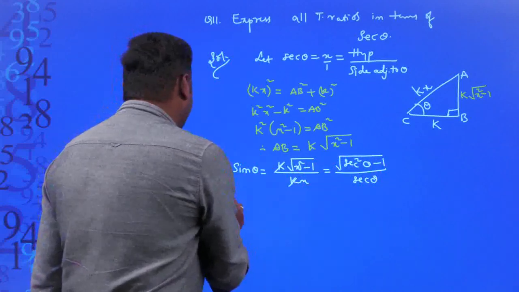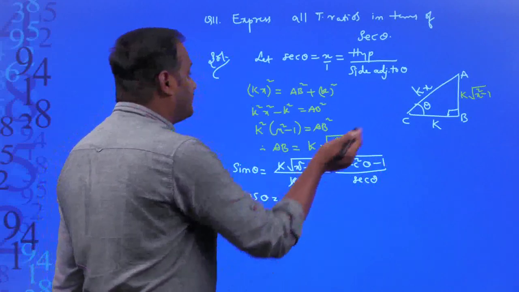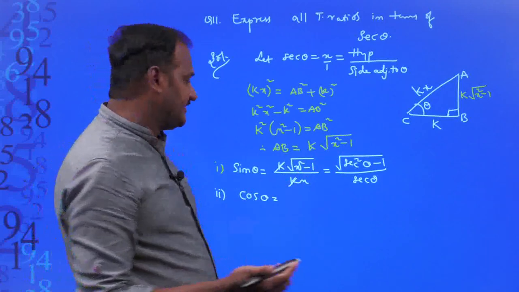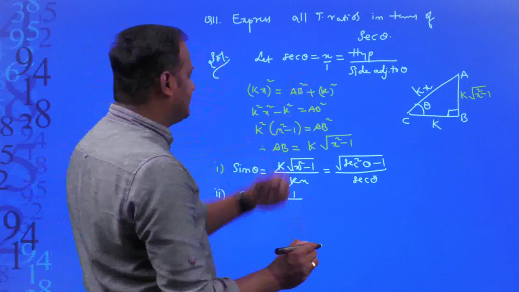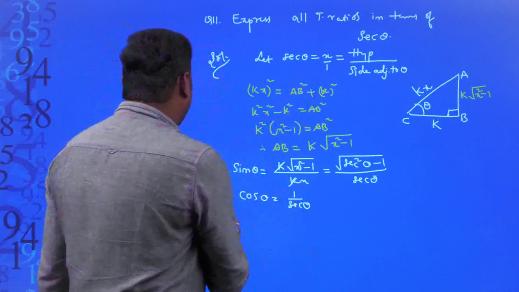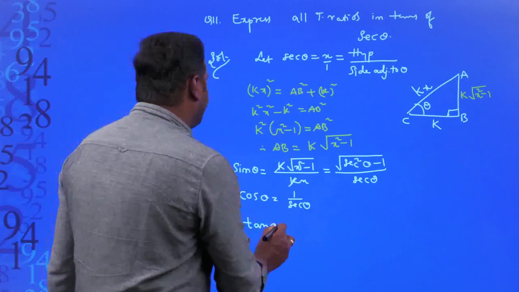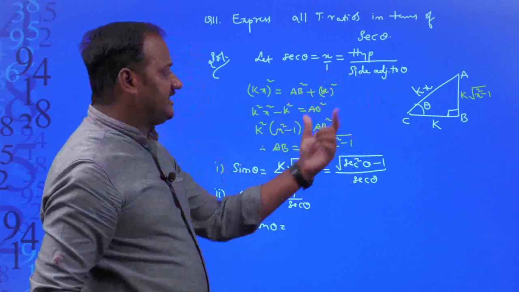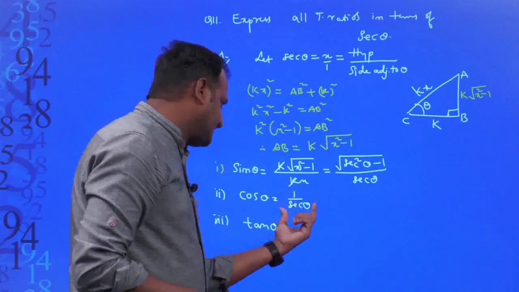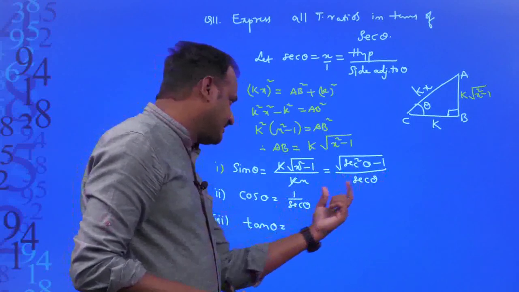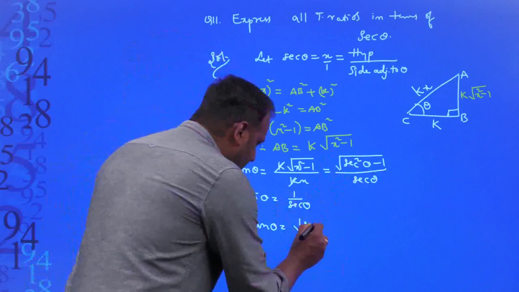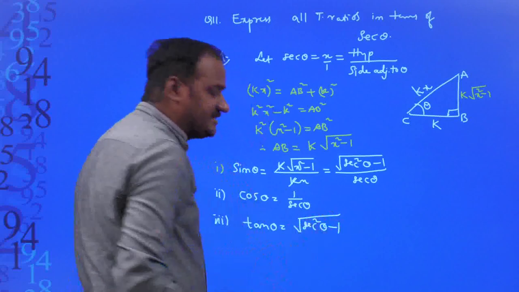Coming to the second one, cos theta. I think it is not required to look into the triangle because we have a relation between secant and cos: cos theta equals 1 by secant theta. So, directly we can write it as 1 by secant theta, since the value of secant theta is x. And then tan theta. Again, you don't have to go to the triangle, because tan theta is equal to sin theta by cos theta. The value of sin theta is this and cos theta is this. So, square root of secant square theta minus 1, divided by secant theta, whole divided by 1 by secant theta. Secant theta and secant theta get cancelled. Then you get root over secant square theta minus 1. This is the value of tan theta.